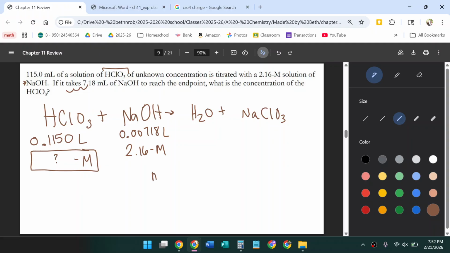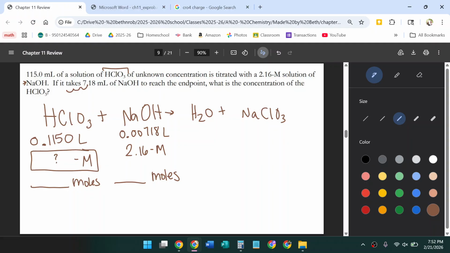So if I know how many moles this 7.18 milliliters is, then I can move that into moles, and then I can figure out this would have the same number of moles because they both have a 1 coefficient, and then I can use moles and liters in my molarity equation to find the molarity that I want. So that's my plan. So let's start with that.